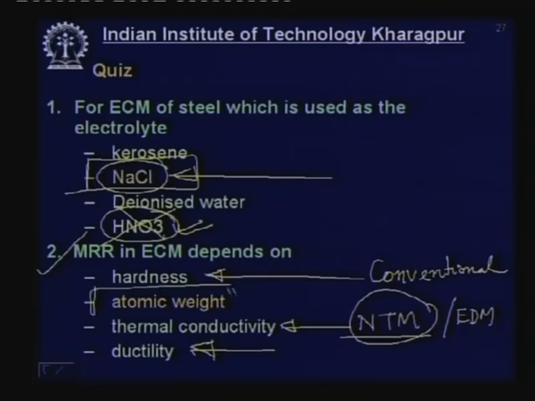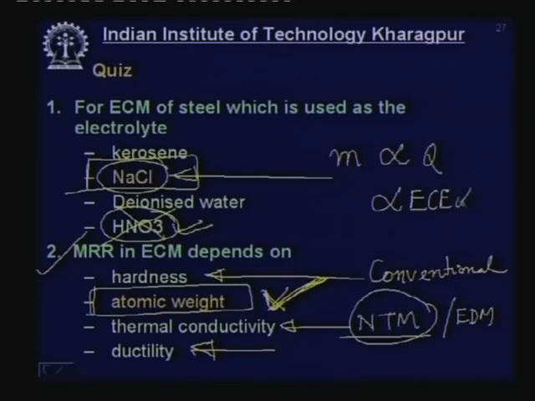So, we are left with atomic weight. Why atomic weight? Why is it important? Why is it the answer? Because we know electrochemical dissolution follows Faraday's laws, and that says your mass of dissolution is proportional to charge, and it is also proportional to electrochemical equivalent, which is nothing but atomic weight upon valence. So, definitely this is the correct answer. MRR in electrochemical machining does depend on atomic weight.